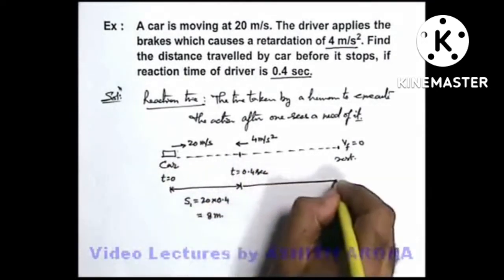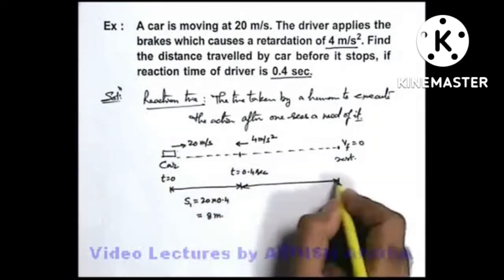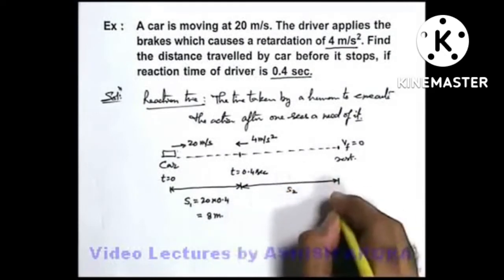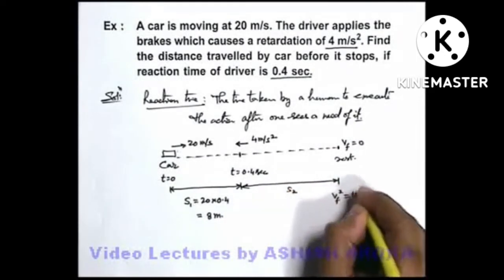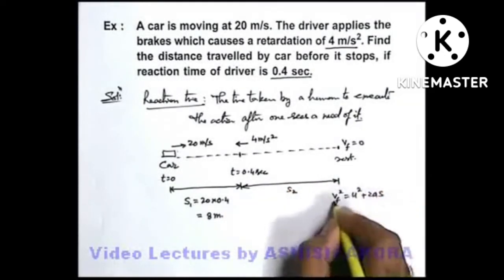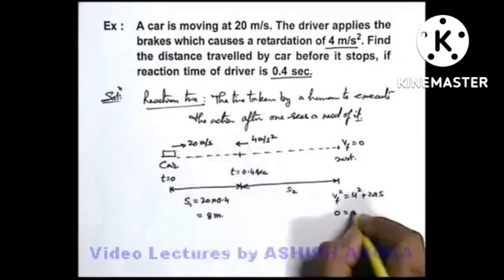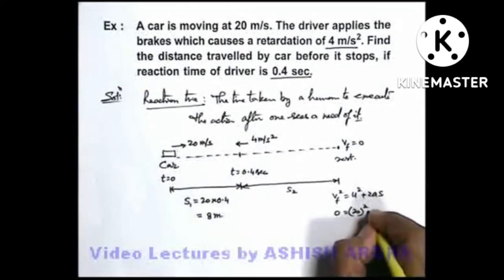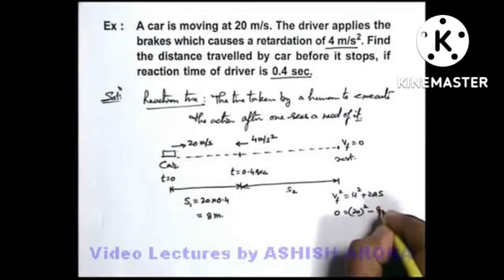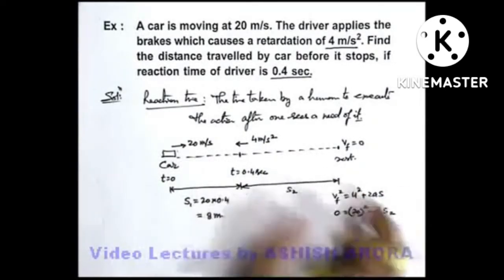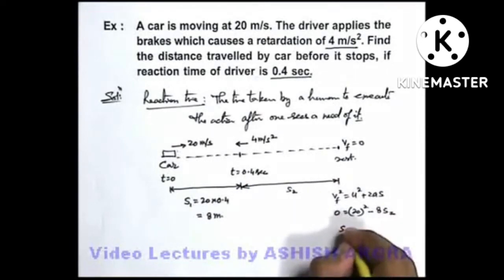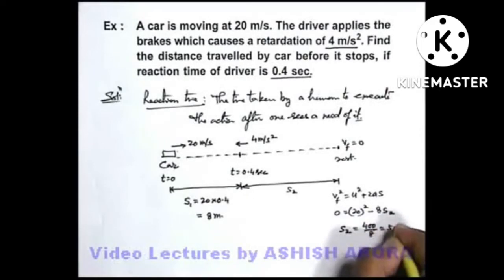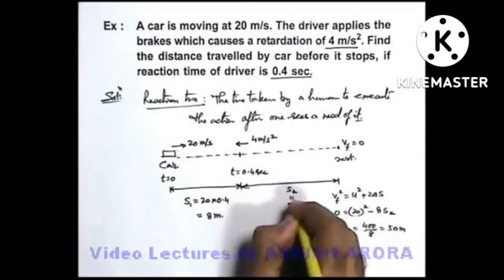For the second part of this journey, the retarded motion after application of brakes, this distance s2 can be calculated by using the equation vf square equals u square plus 2as. Here final velocity is 0, initial velocity was 20, acceleration was minus 4 as it is retarded, so 0 equals 400 minus 8 s2. So the second displacement s2 is simply 400 by 8, it is 50 meter.